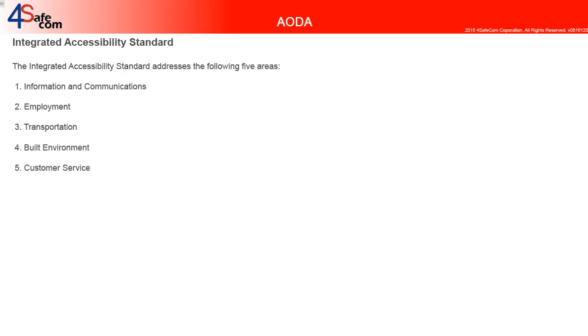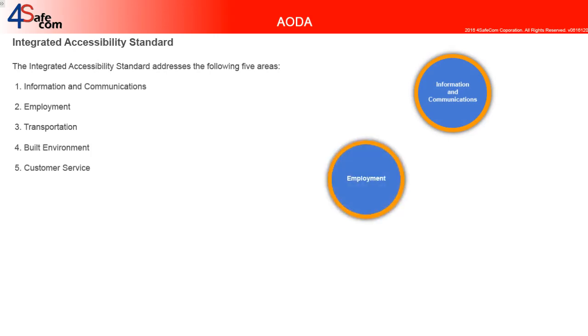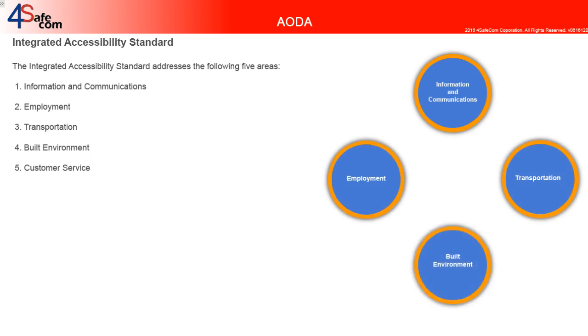Integrated Accessibility Standard. The Integrated Accessibility Standard addresses the following 5 areas. 1. Information and communications. 2. Employment. 3. Transportation. 4. Built environment. 5. Customer service.